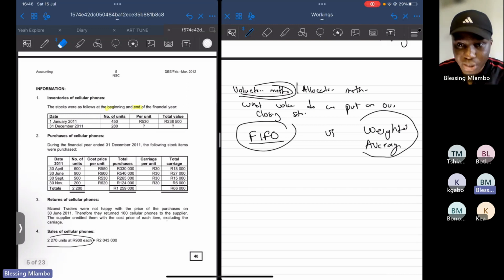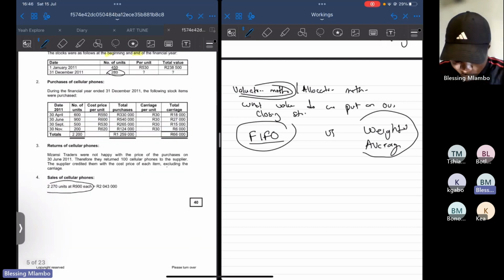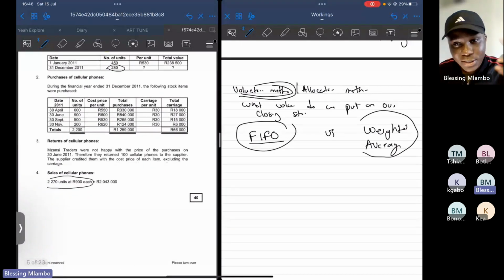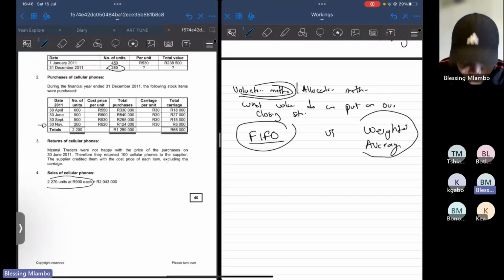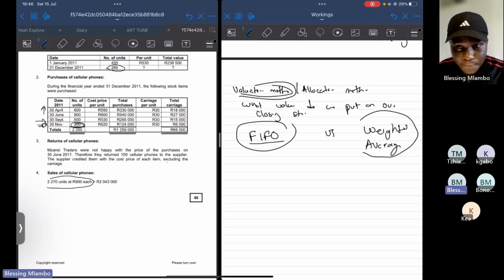We ask, what valuation method do we use? We use FIFO. So we need to go and value these 280 units using FIFO. Now we ask, which stock did we buy the latest, or closer to the end of the financial year? Is it the stock that we bought on the 30th of September, or the stock that we bought on the 30th of November? The stock that we bought on the 30th of November, that's the latest stock we bought. Remember, with first in, first out, we're assuming all the earlier stock is already out. It's the first stock that we sold. Now, what's sitting in our closing stock is the one that we bought at the later date, meaning that it's these 200 units that we bought on the 30th of November.